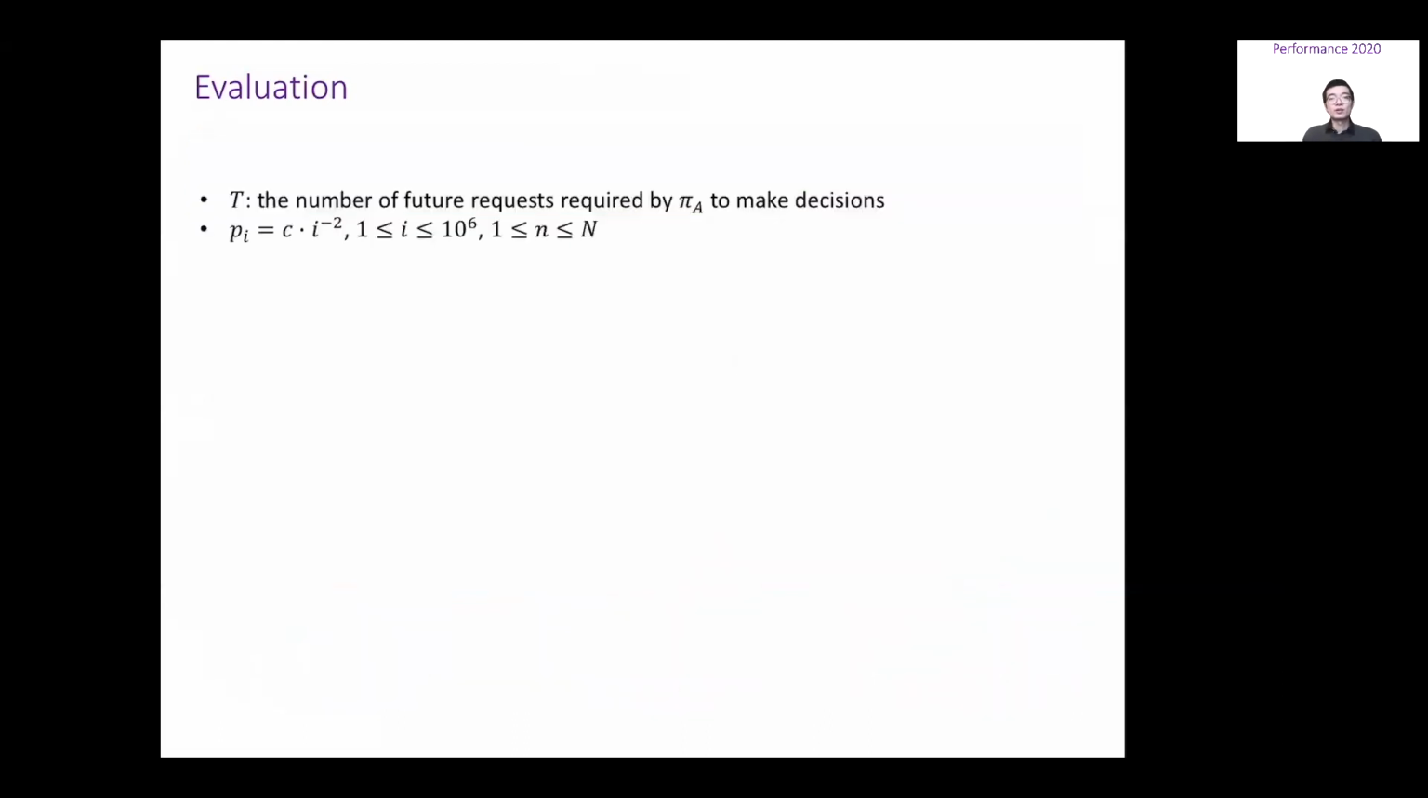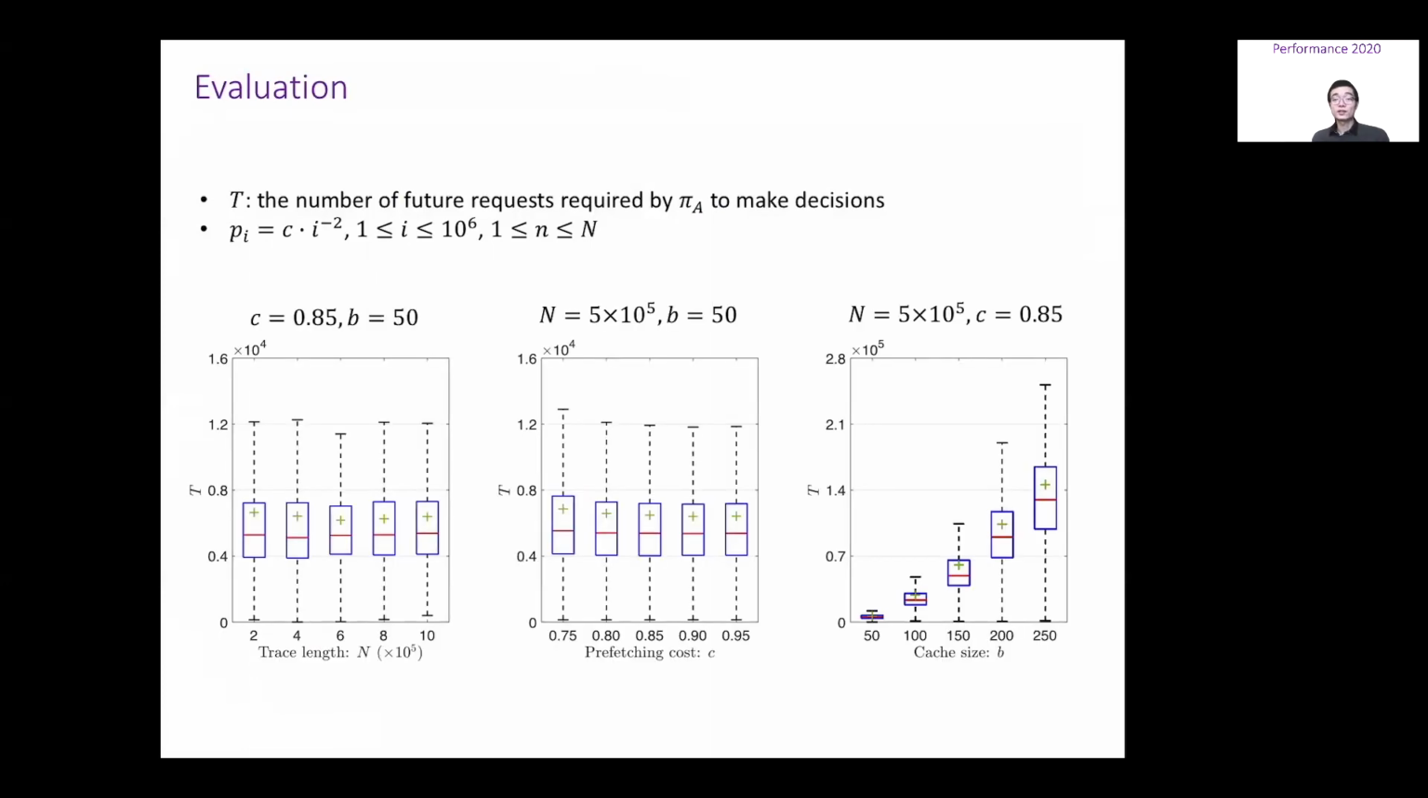In the second experiment, we will show that our approximation policy pi A will only need near future information. Here, we use T to denote the number of future requests that is required by pi A to make decisions. And we consider a Zipf's popularity distribution. We show the statistics of T using these box plots. The green plots represent the mean, the red bar in the middle is the median, and the blue box represents the 75 and 25 percentiles.